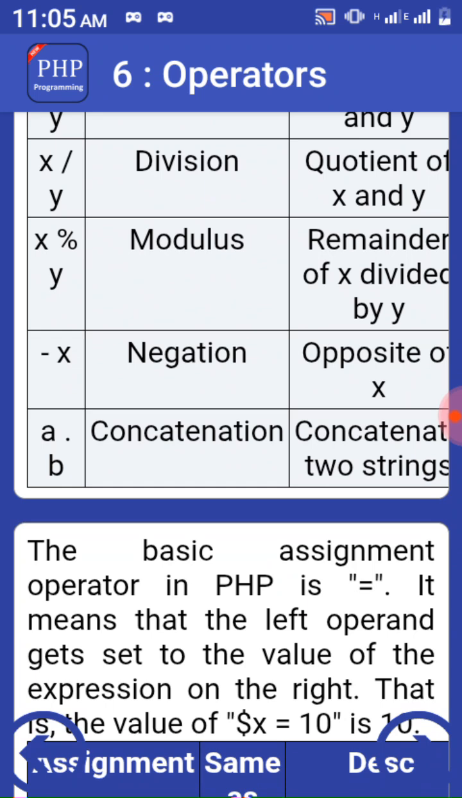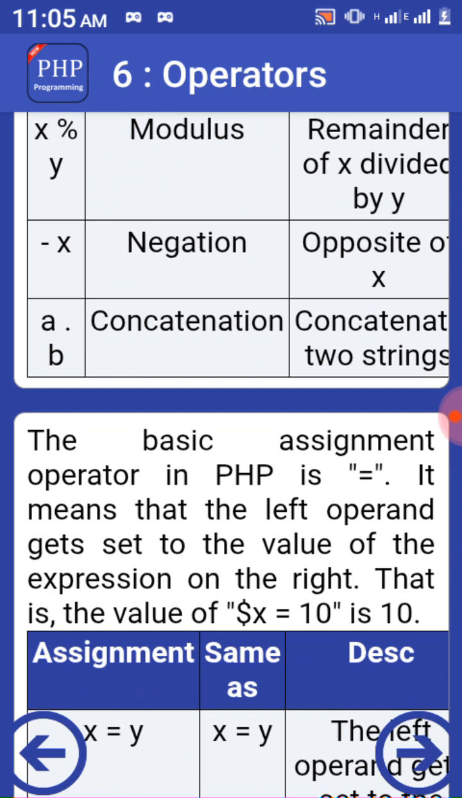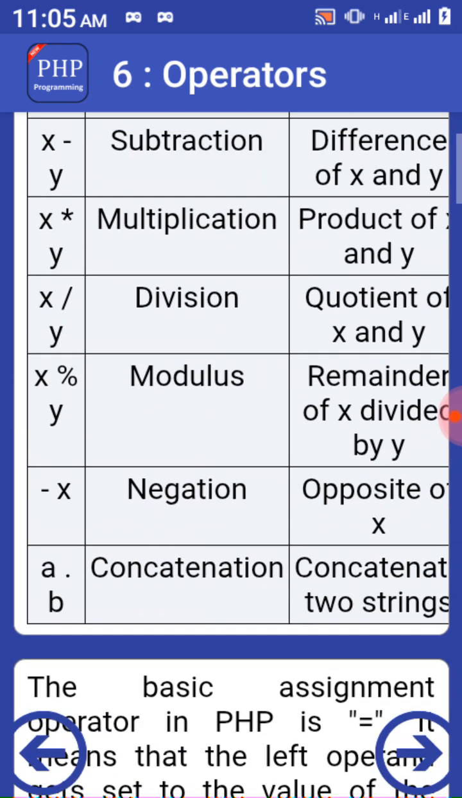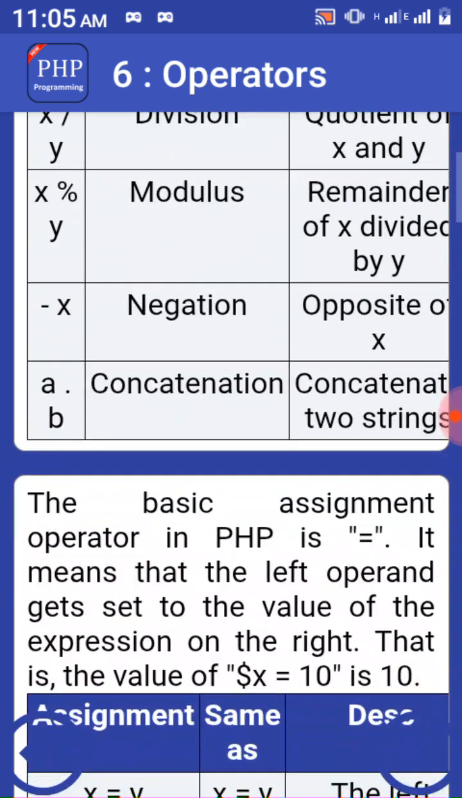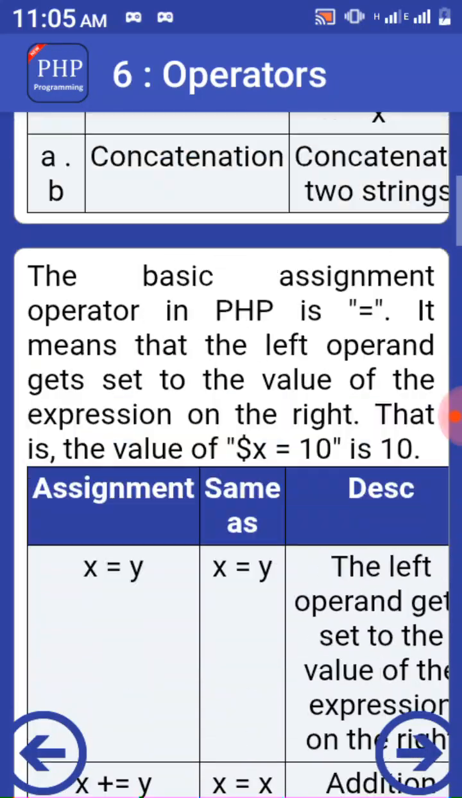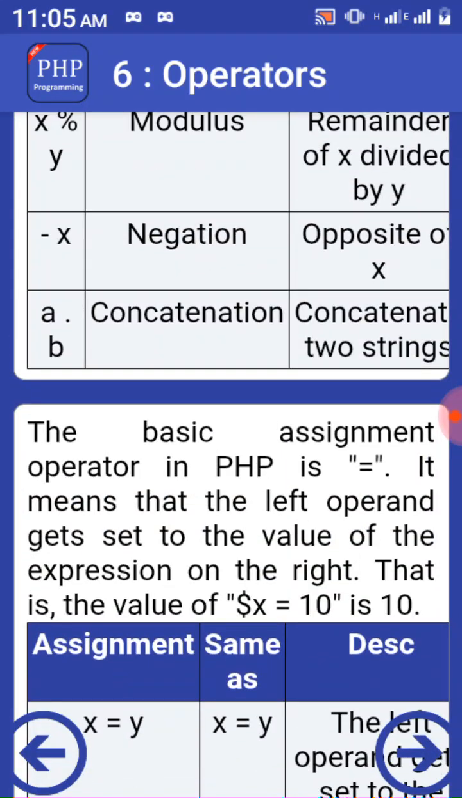Negative x is negation, the opposite of x. a dot b means a concatenate b. The operation name is concatenation, concatenating two strings, the variables a and b.